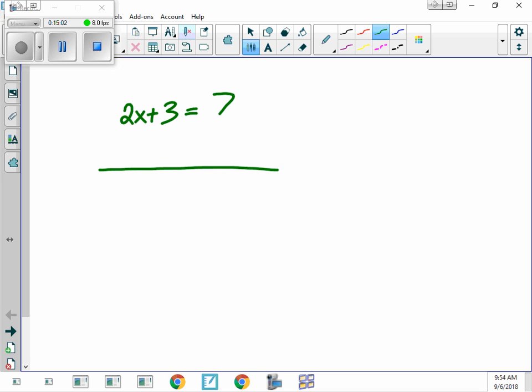So this is a balanced equation. On one side, I have 2 blocks that are x, and then I have 3 1-pound weights. On the other side, I have 7 1-pound weights. Okay? Well, if I want to solve for x, I can do anything I want as long as I do it to both sides. So what am I going to do?